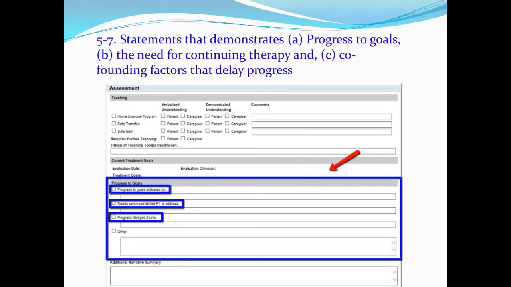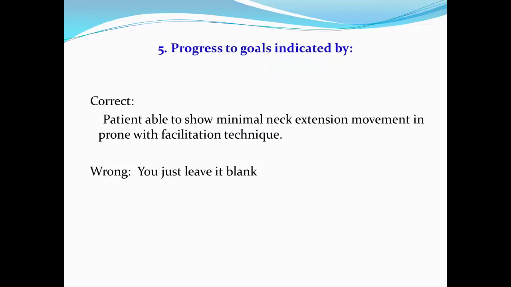5 to 7: statements that demonstrate A. Progress to goals, B. The need for continuing therapy, and C. Confounding factors that delay progress. 5. Progress to goals indicated by: correct, patient able to show minimal neck extension movement in prone with facilitation technique. Wrong, you just leave it blank.